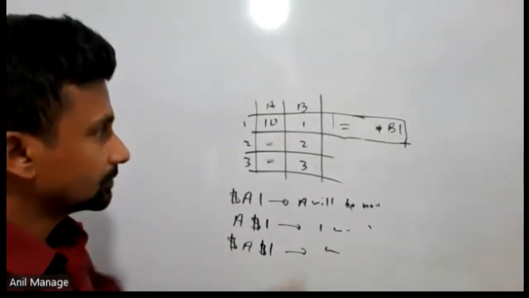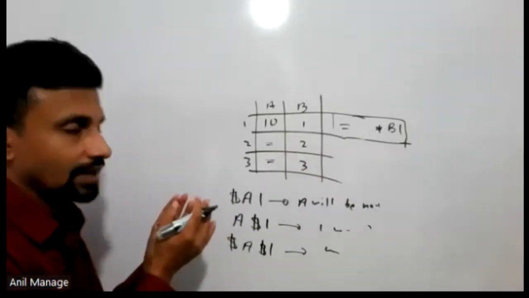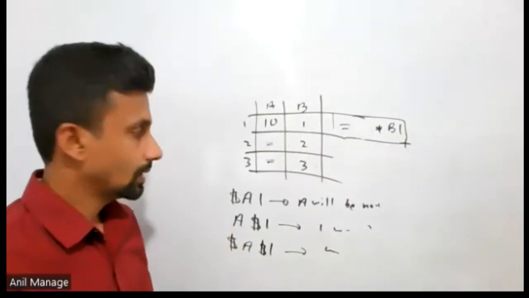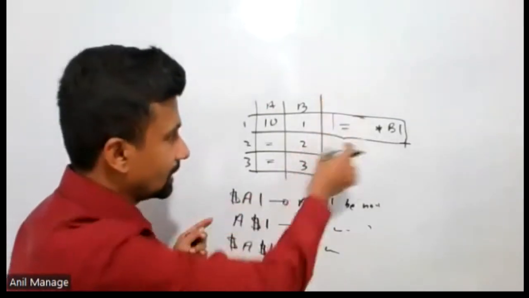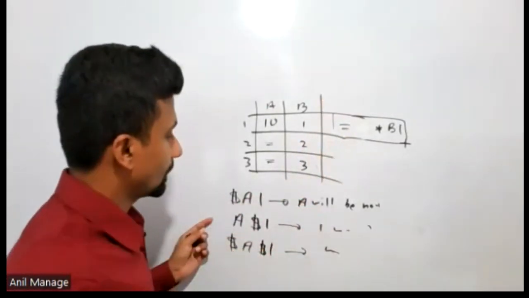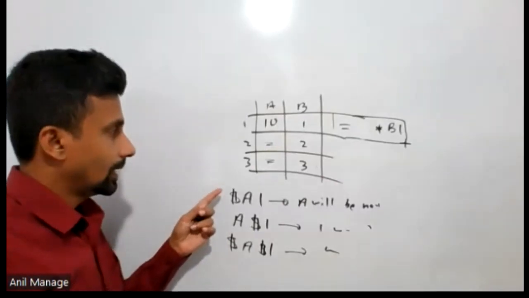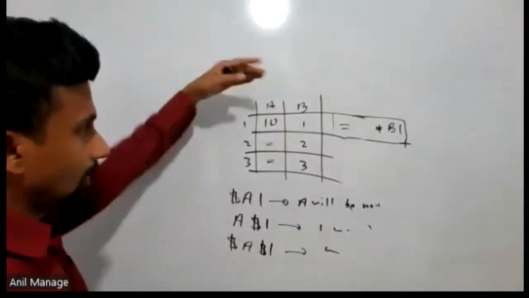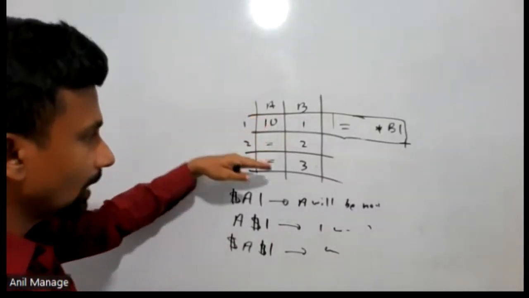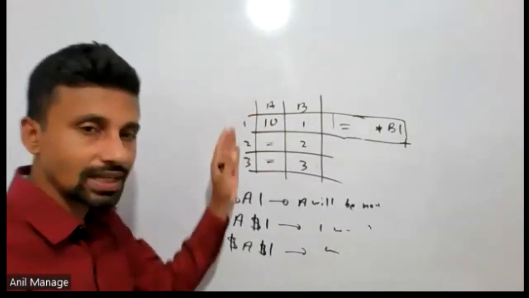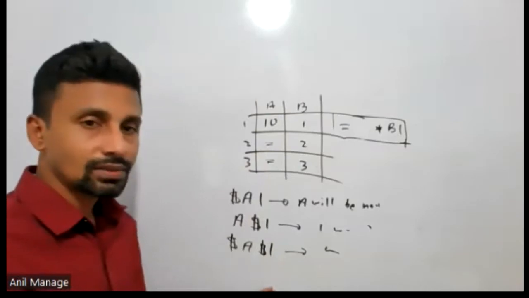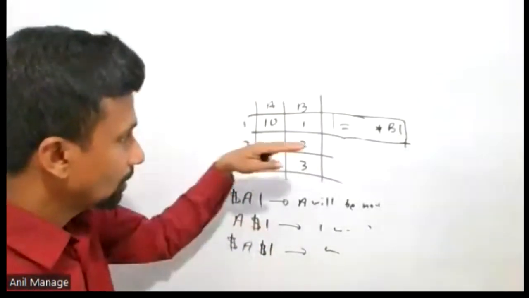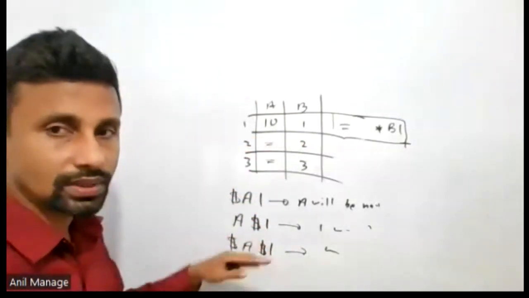Now here, what we have to do? A1, we have to make it absolute. When you are dragging it down, I am taking the answers here. What will happen? Which one is changing? A1, A2, A3. A is not changing when you are dragging down because column A will be, wherever you go, that is column A. But rows are changing, 1, 2, 3, like that.